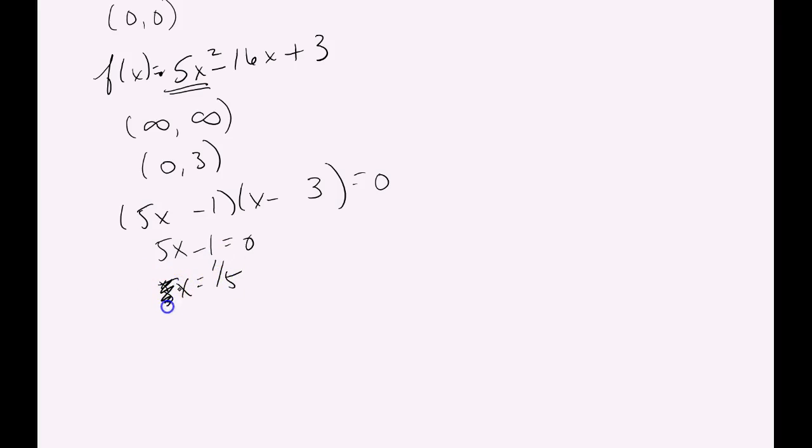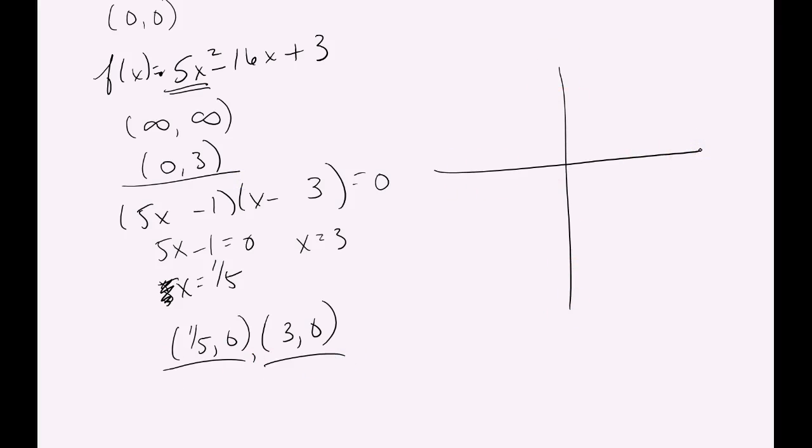So I'm getting 1/5 and 3. Okay, so my x-intercepts are (1/5, 0) and (3, 0). Notice I like to write everything as a coordinate, and your teacher will like that about you too. So please write it all as a point. All right, now we graph.